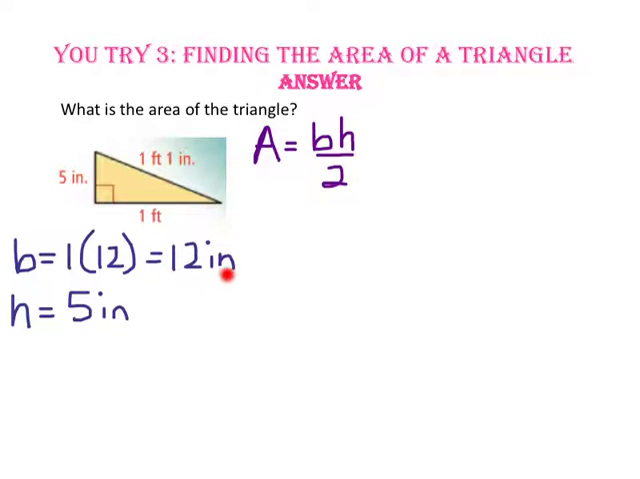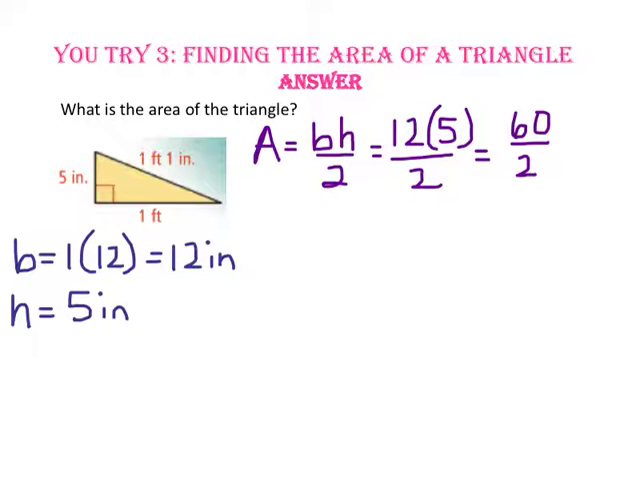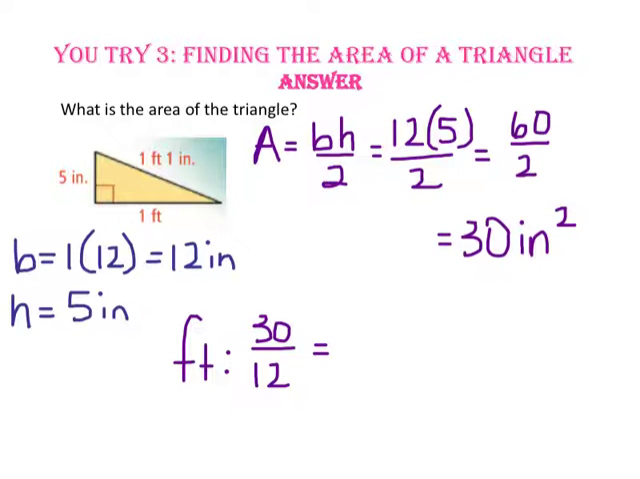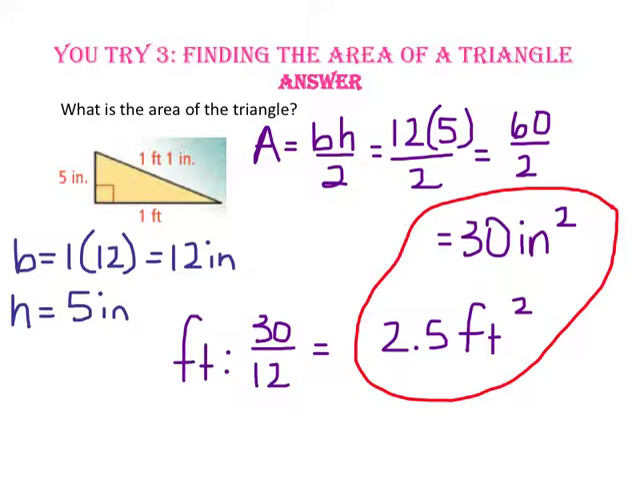Substitute our 12-inch base and our 5-inch height into our equation. 12 times 5 is 60, divided by 2 will give us an area of 30 inches squared. Since the question doesn't specify whether to leave it in square inches or turn it back into feet, I'm going to go ahead and convert so that we have both. To convert, I'm going to take the 30 inches squared and divide it by 12, which will give us 2.5 square feet. So the triangle has an area of 30 square inches or 2.5 square feet.